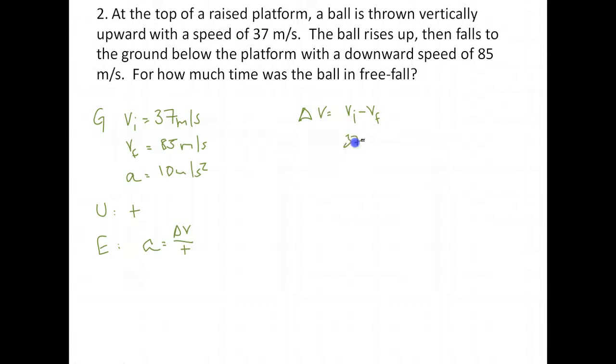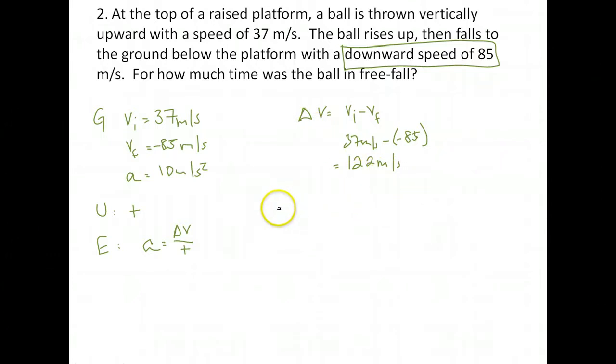So we have our 37 meters per second minus, now over here our final velocity, I put 85, but if we go back to the problem, it says that it's a downward speed of 85. So that means our 85 over here is actually a negative 85. So we're going to take a negative 85 and subtract that from 37. Well, if you remember your rules of mathematics, when you subtract a negative, you're essentially adding it. So when you add those two, you get 122 meters per second. So our delta V is 122 meters per second.